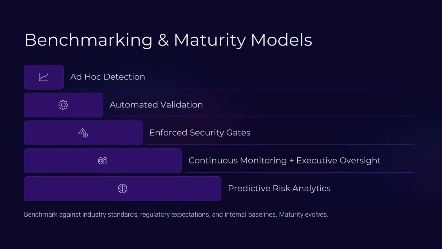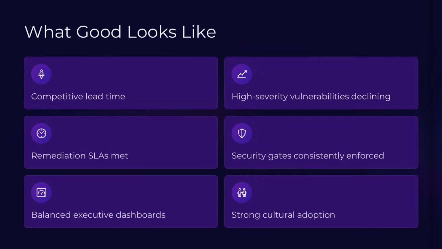To assess progress, you can benchmark against industry standards, regulatory expectations, internal historical baselines, peer organization practices. You might evaluate maturity levels such as ad hoc detection, automated validation, enforced security gates, continuous monitoring with executive oversight, predictive risk analytics. Maturity is not static. It evolves. Benchmarking provides perspective and direction.